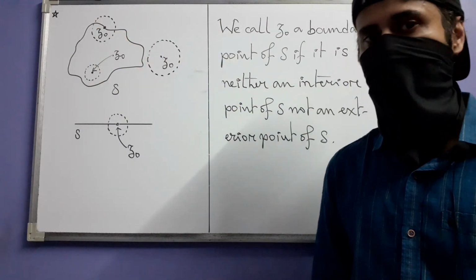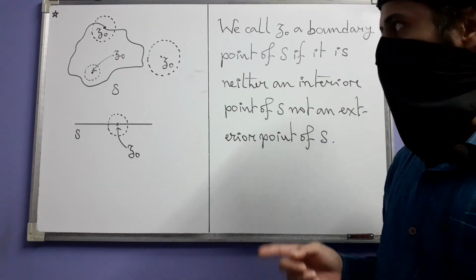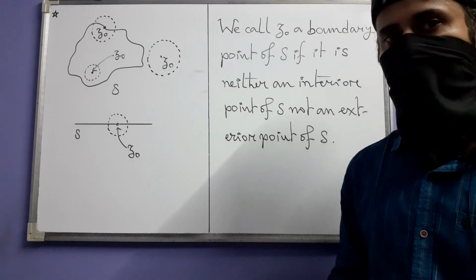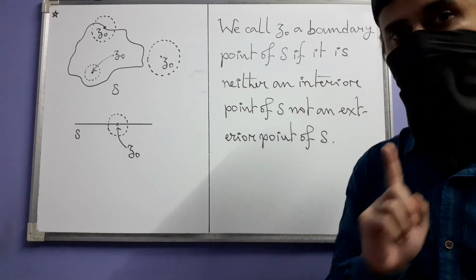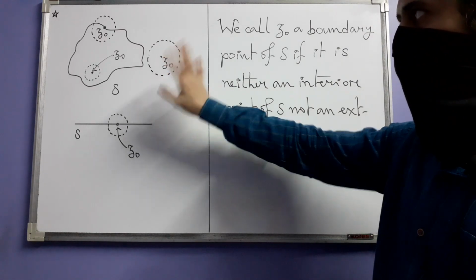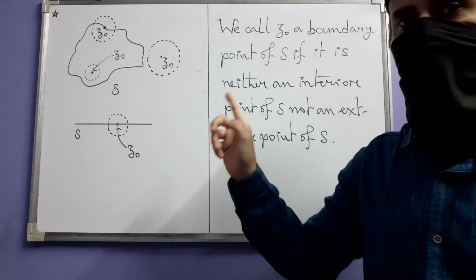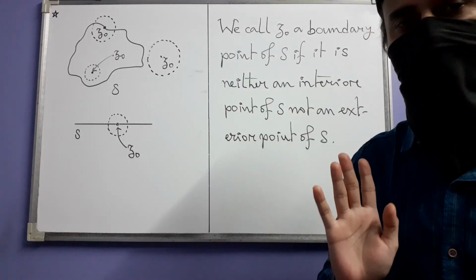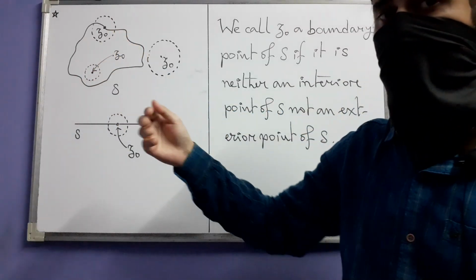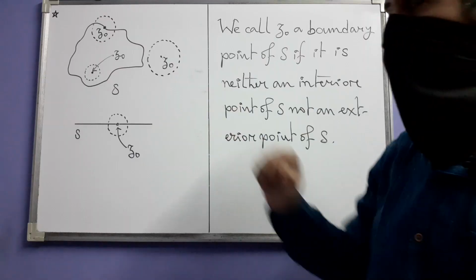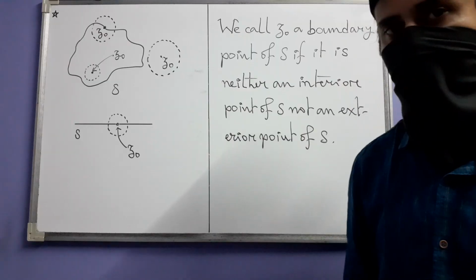The set of all interior points of a set S is called the interior of the set. The set of all exterior points of S is called the exterior of S, and the set of all boundary points of S is called the boundary of S. Without being too rigorous, in this figure you can understand what the interior, exterior and boundary of S are. The interior is the region enclosed within this closed curve. The exterior is the outside, and the boundary is that curve itself.